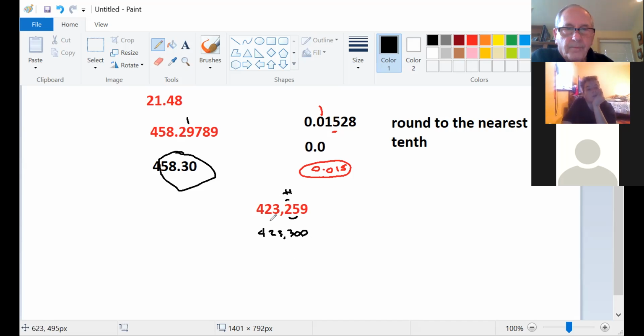No, the nearest 10,000, not 1,000. 10,000. This one right here. It would be the 2. So it'd just be 4, 2, 3, 2, 5, 9. No, none of these, all these go away. Well, if I'm saying rounded to the nearest 10,000s, anything to the right of that is going to be zeros. Okay, so it's 4, 2, 0, 0, 0, 0. Exactly, 420,000. That's how you would write it.